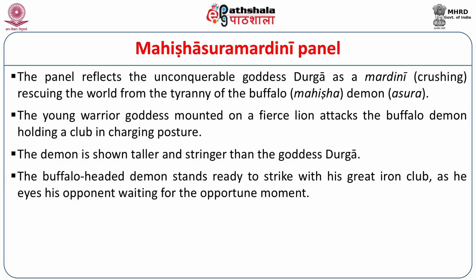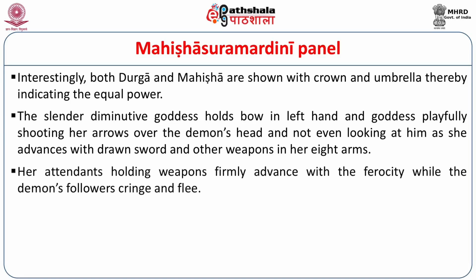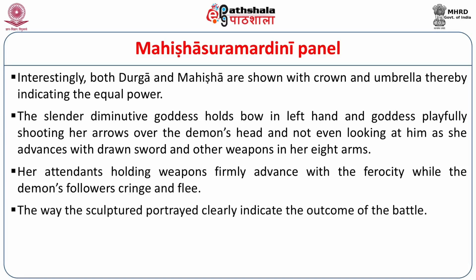for the right moment. The slender, diminutive goddess Durga holds a bow in her hand and playfully shoots her arrows over the demon's head, not even looking at him as he advances with a drawn sword and other weapons in his right arms. Her attendants, holding weapons, advance firmly with ferocity, while the demon's followers are fleeing in the opposite direction. The way the sculpture portrays this is a clear picture of the outcome of the battle.